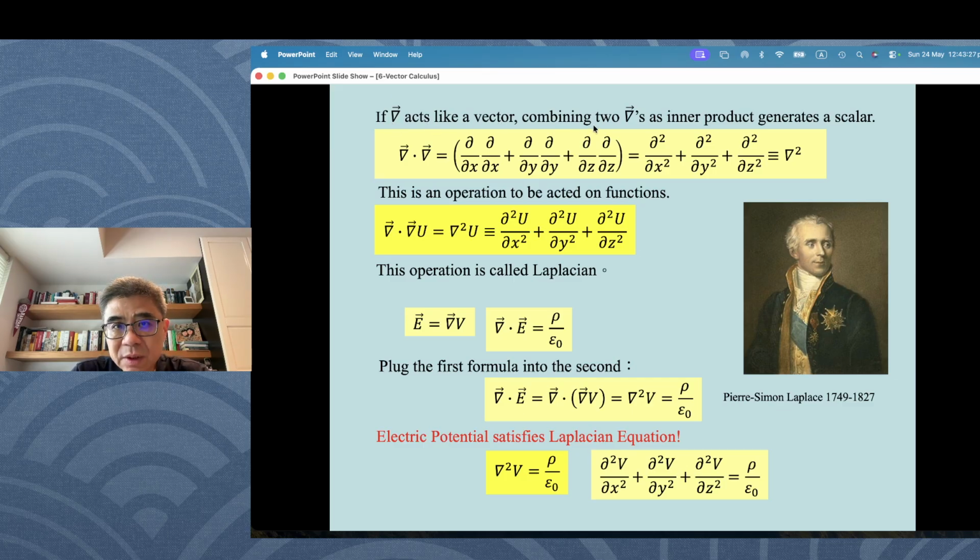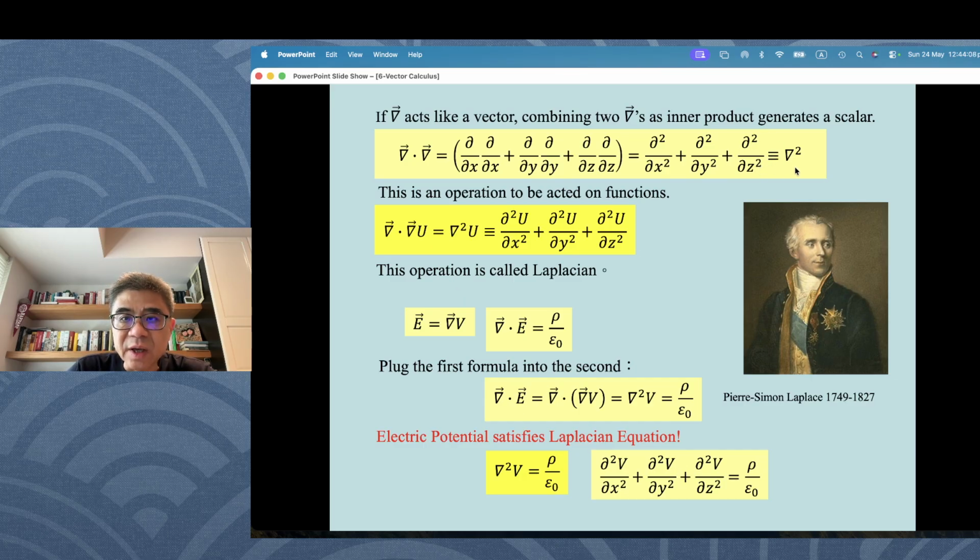Therefore, you may wonder, if I combine two of them as an inner product, could it generate a scalar? The answer is yes. So what I will do is to write symbolically grad dot grad. Now grad dot grad, according to our intuition, will be partial x plus partial y plus partial z. And partial x is just doing the partial differentiation twice, so it would be partial squared over partial x squared plus partial squared over partial y squared plus partial squared over partial z squared.